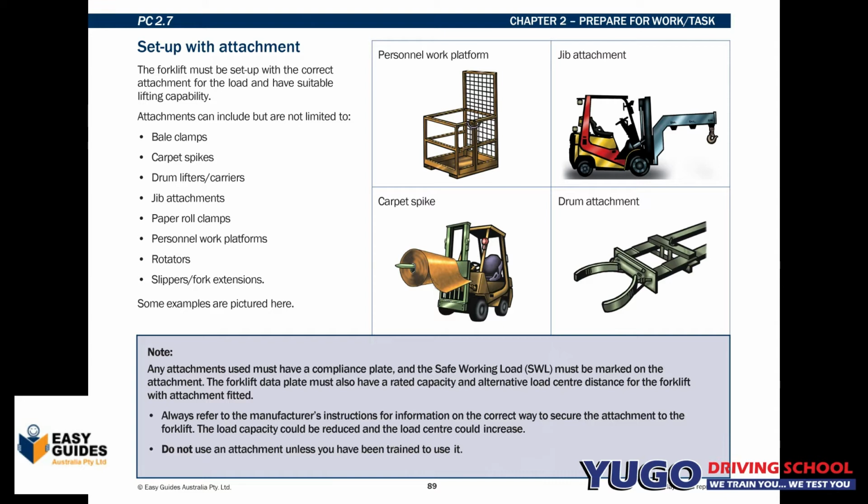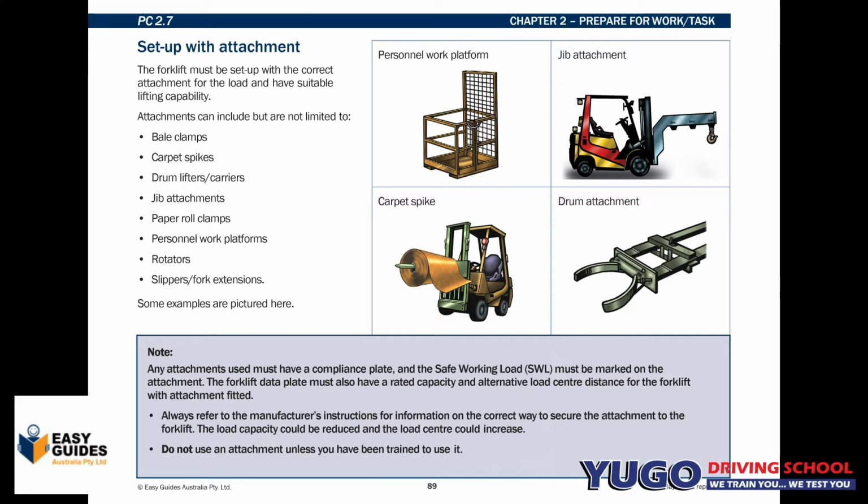You've got bale clamps, carpet spikes, drum lifters, carriers, jib attachments, paper roll clamps, personal work platforms, rotators, slippers, extensions, depending on the lingo you say in your country or in your state or in your company. Now some pictures of some of the attachments you can have.